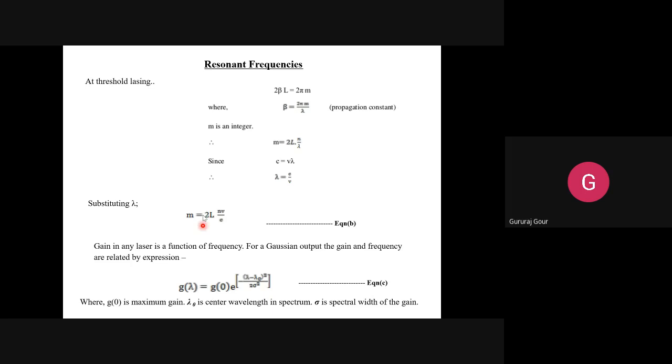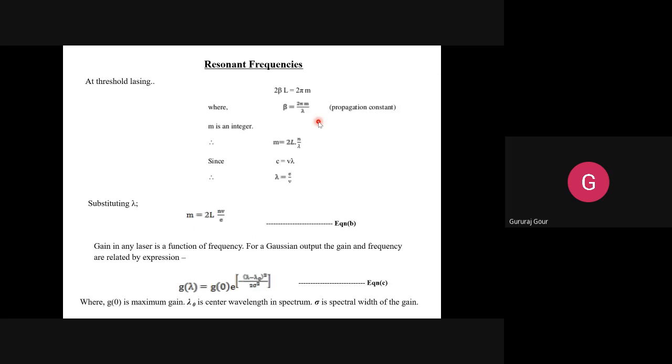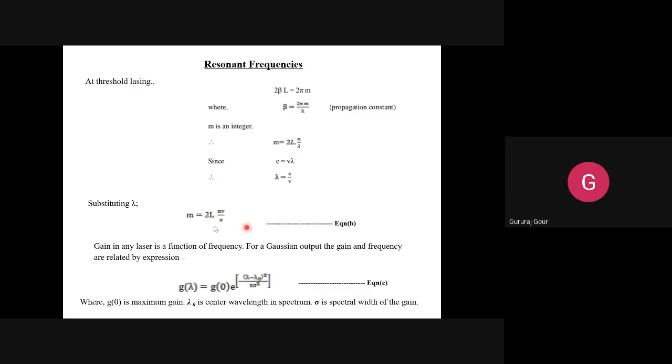Let us take some more steps to find the frequency spacing between successive modes, that is, modes of frequency Vm minus 1 and Vm, using equation B. For Vm minus 1, we get m minus 1 equals 2ln by c times Vm minus 1, using the same equation B. Similarly, for Vm, m equals 2ln by c times Vm. So we are going to manipulate this V for V1, m1, Vm minus 1, m minus 1 like that.